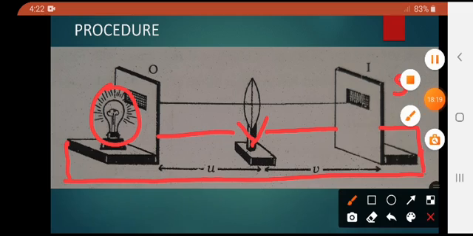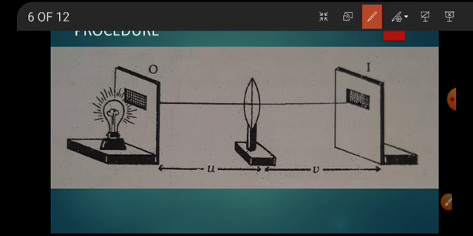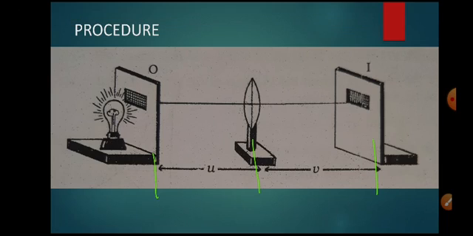So here, see, this is the lens placed in a V-shaped stand, and the illuminated light source, and this is the screen for capturing the images. So here, in the UV method, the distance between the source and the lens is called U, and the distance between the lens and the image screen is called V.